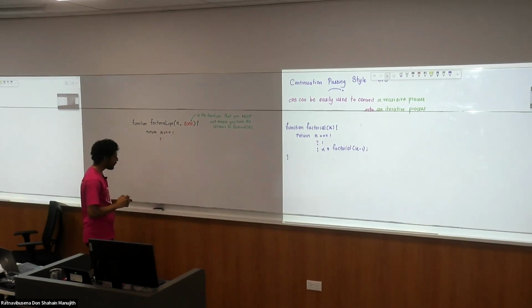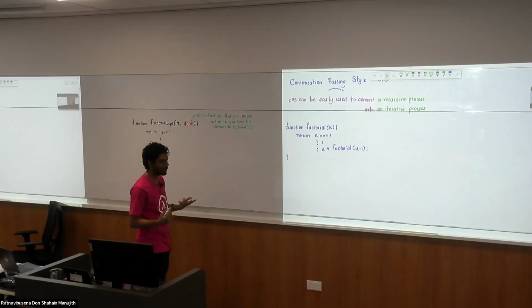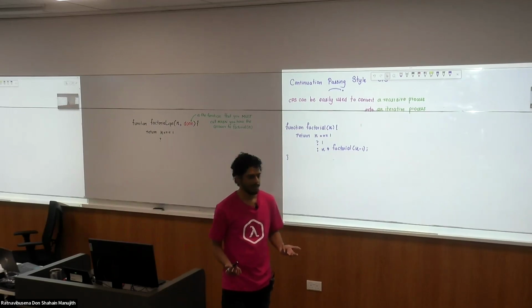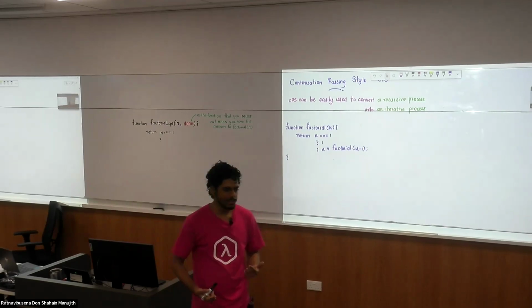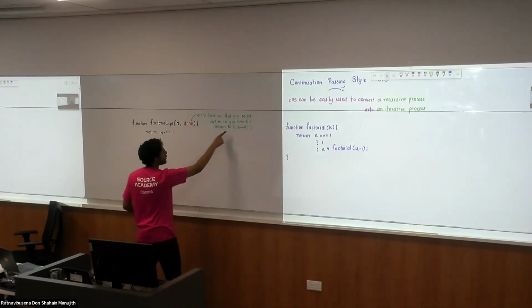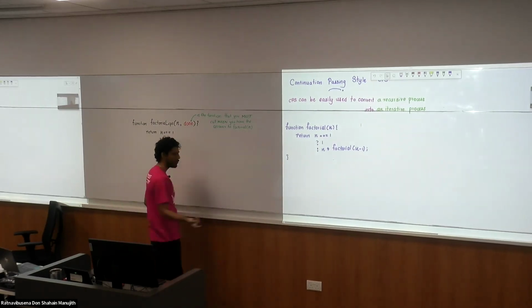Right. So if n is equal to 1, do I have the answer to factorial 1? Yes, 1, right? So if I have the answer to factorial 1, that means I have the answer to factorial n, because in this case n is 1. So this is 1. So then what should I do?